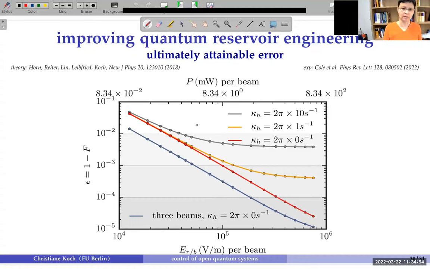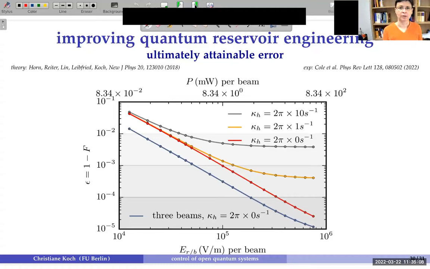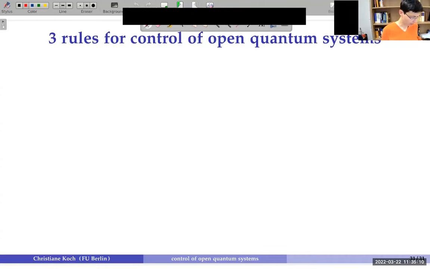So at least they tested that this modified scheme that we identified with optimal control works in the experiment, and if they can improve their heating rates, then they will hit this error correction threshold. So this is, of course, some very recent work. Again, just to give you a bit of an idea, and with this, let me close the lecture. I hope I'm not running too much over time.